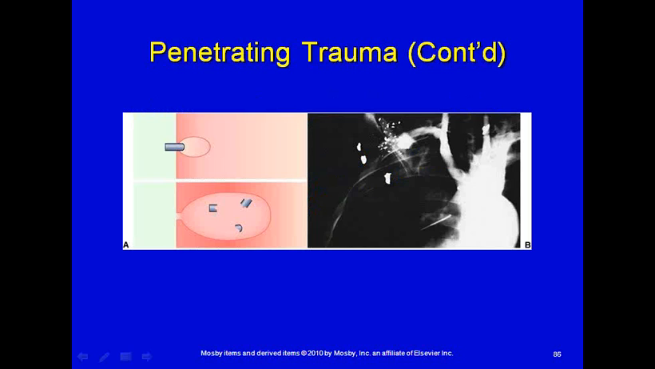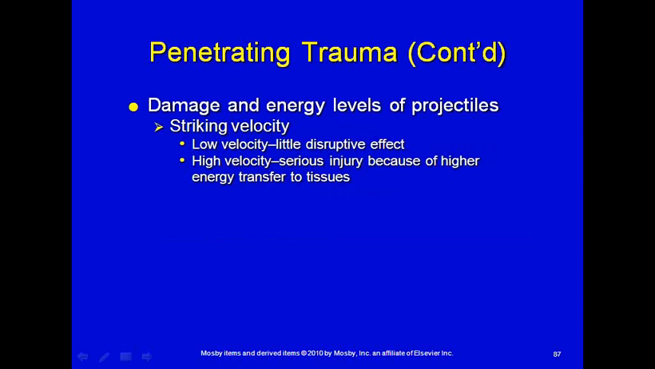Here is an example of fragmentation. The projectile enters the body, breaks into smaller pieces. And on X-ray, you can see the multiple pieces when it struck the rib there, and each one of those has a cavitation track. Striking velocity. Low velocity weapons have little disruptive effect. That's your knife or your ice pick. High velocity weapons can cause serious injury because of the higher energy transfer to the tissue that occurs, and it's all related to speed.